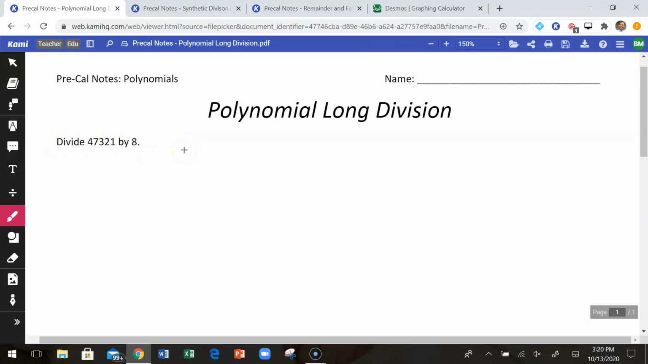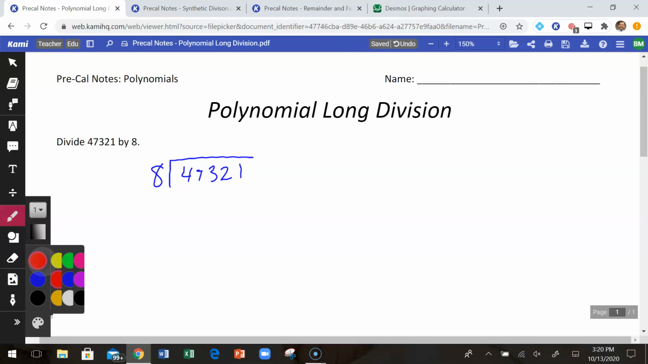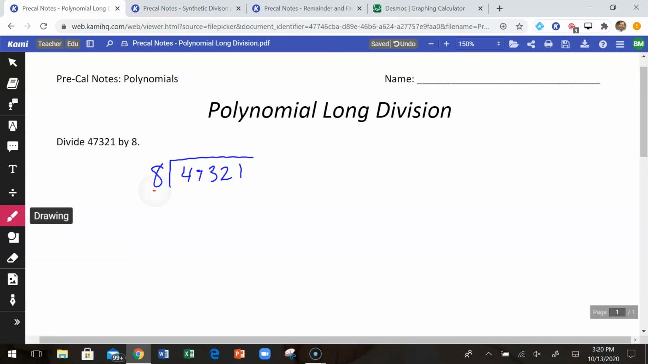So if I want to divide 47,321 by 8, I'm going to write it like this, 47,321. And remember, what you do is you look and say, alright, can 8 go into that number? And if not, then I need to take the next number with it, right? And so 8 would go into 47 5 times. 5 times 8 would be 40. We subtract that. We get 7, and then we bring down the next term, right?